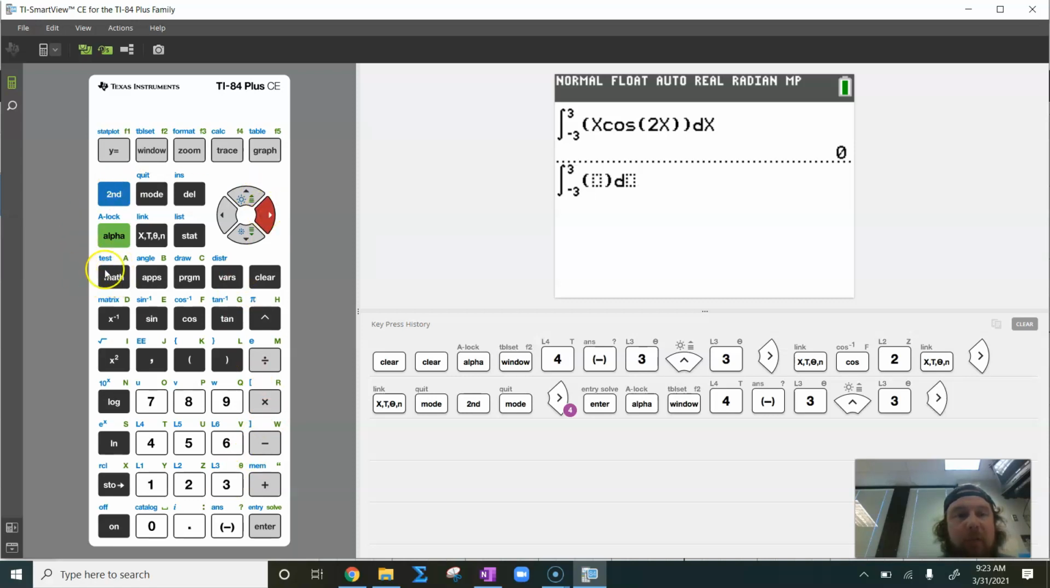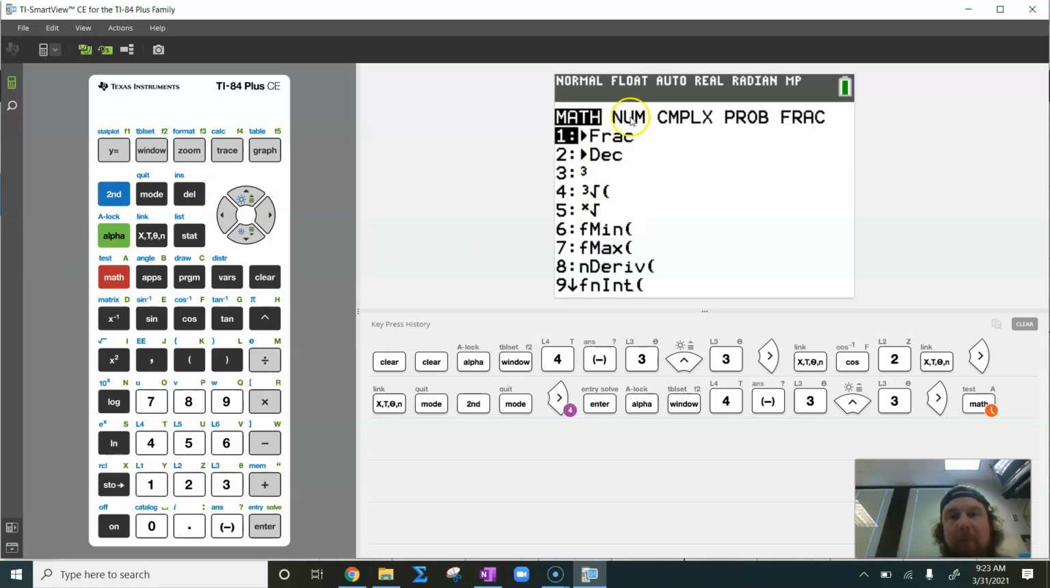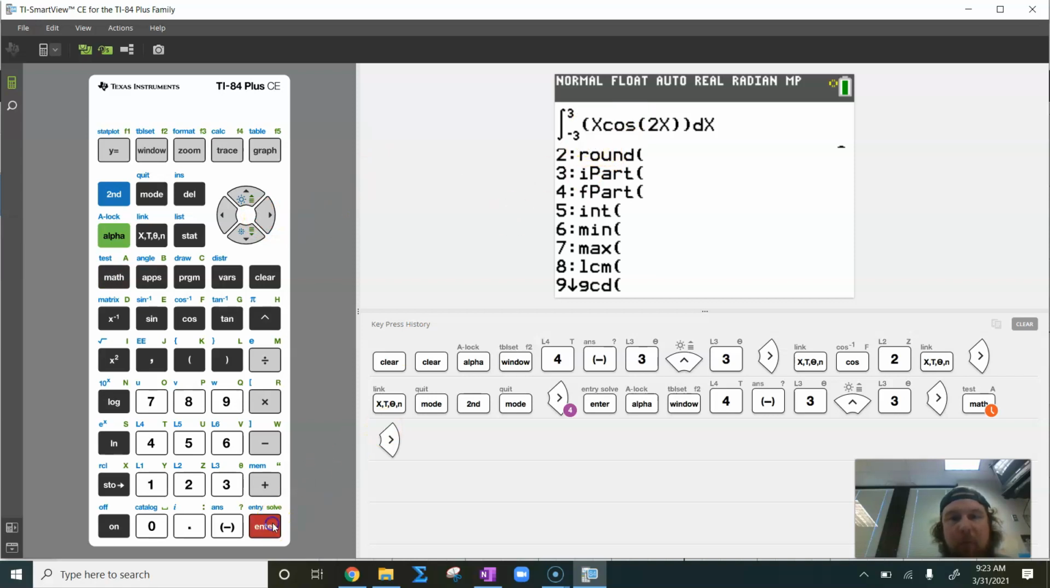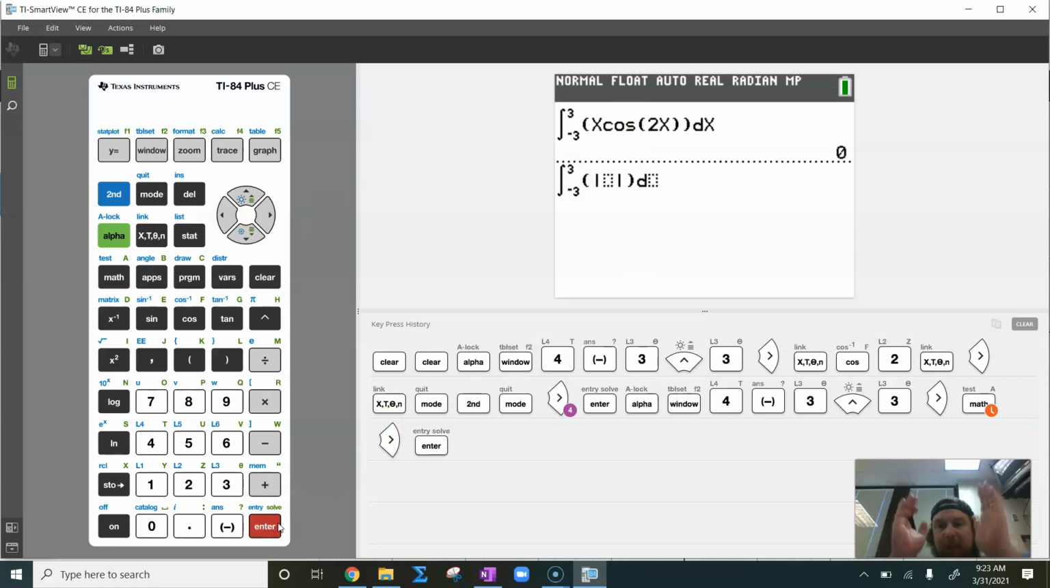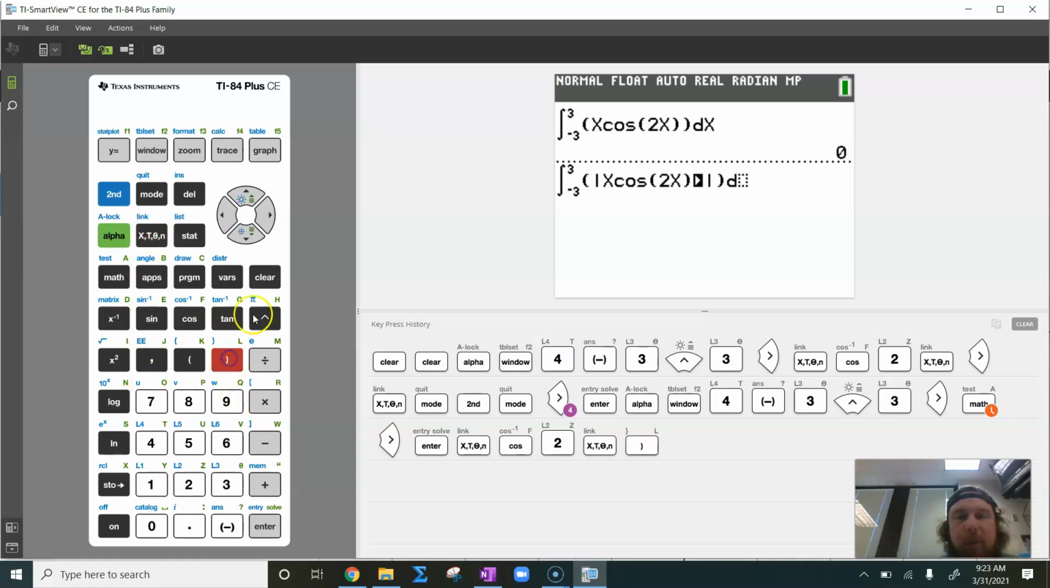So to find the absolute value, I go over to the math menu over here. And in the math menu, I go over to number. And the first option there says absolute value. The newer calculators put the absolute value bars in. The older ones just say ABS and open up a parenthesis. It does the same thing. I'm going to type in the function as it was. So x times the cosine of 2x. Close the parentheses there. And I can go over here and say this is with respect to x.